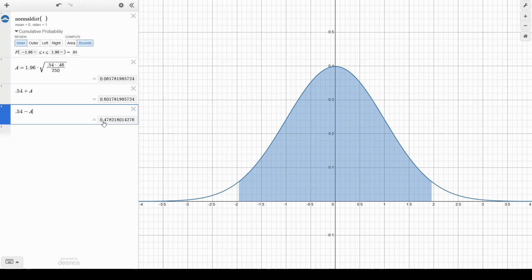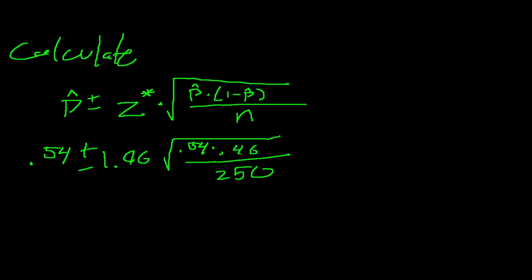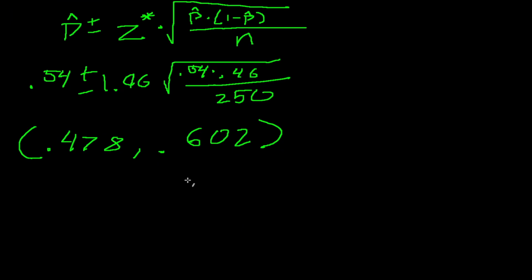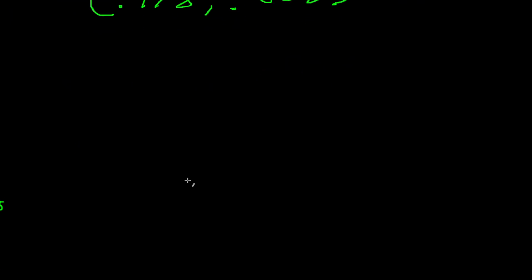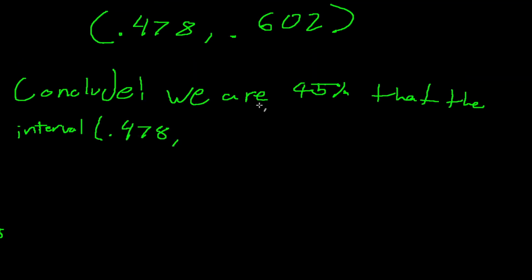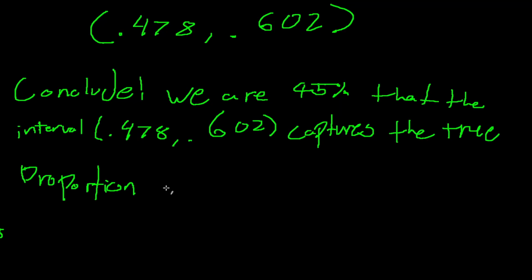So the lower bound is going to be 0.478. So we go back here, we write lower bound is 0.478, and the upper bound is going to be 0.602. So now we have a 95% confidence interval. But what does this actually mean? For the last step in solving these problems, we have to conclude. We are 95% confident that the interval 0.478 to 0.602 captures the true proportion of students who prefer online classes.